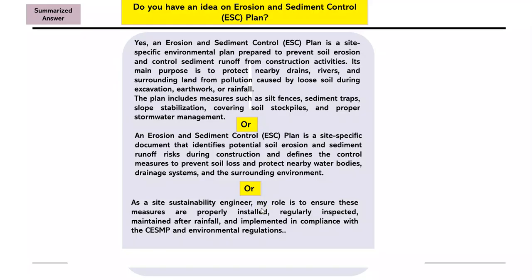In this, as site sustainability engineer, my role is to ensure these measures are properly installed, regularly inspected, maintained after rainfall, and implemented in compliance with the CESMP. I have already recorded a lecture on CESMP, which is the Construction Environmental Social Management Plan, a very basic document made before doing construction. So, CESMP and environmental regulations. However, this plan is basically the environmental plan, but it is used by sustainability because most of the requirements for getting LEED certification or Envision or any green building certification, we use different erosion and sediment control measures on site.